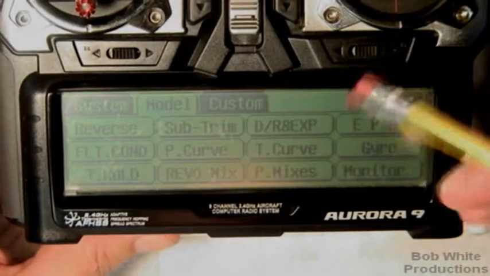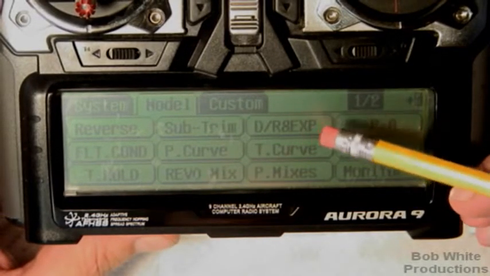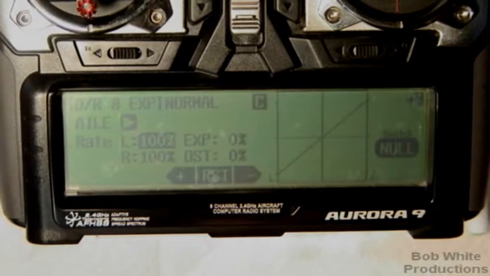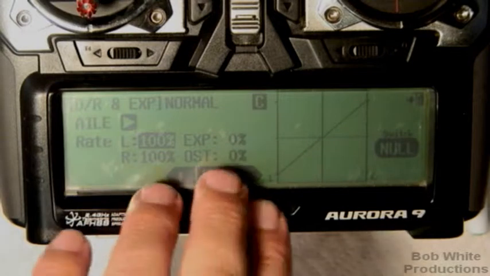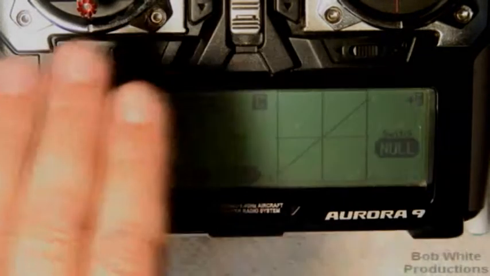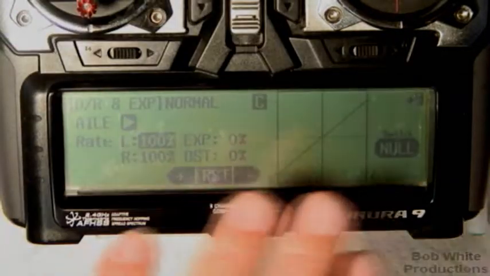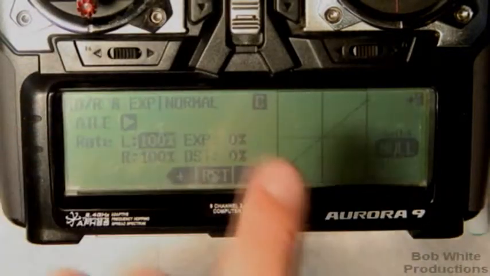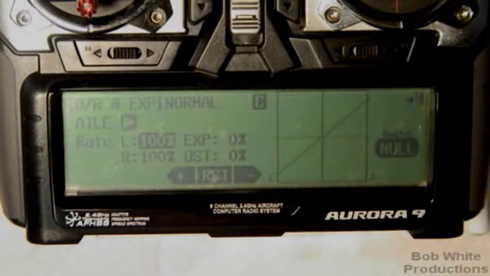Okay, next up is the dual rate expo menu. I'm going to spend a little bit of time on this because this will also relate later when I talk about pitch and throttle curves. There are some fundamental things here that you need to start picking up on when using this radio for pitch curves, throttle curves, mixes, all kinds of stuff. And I'll get into that.